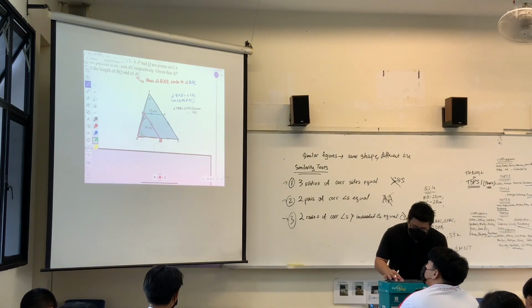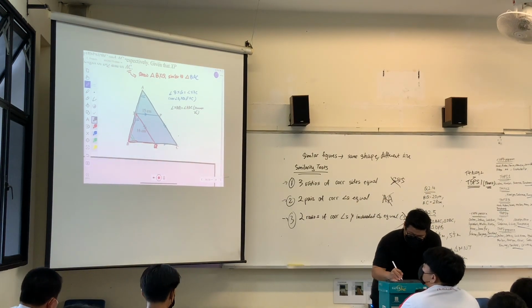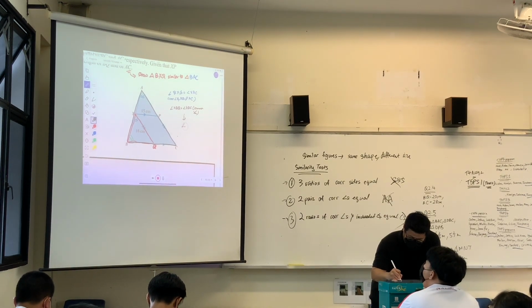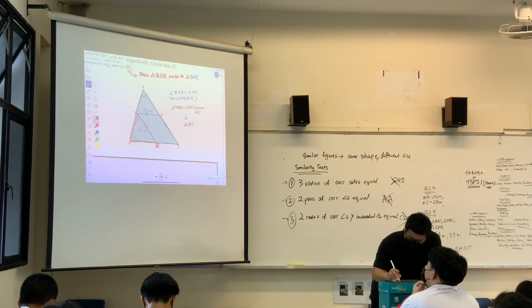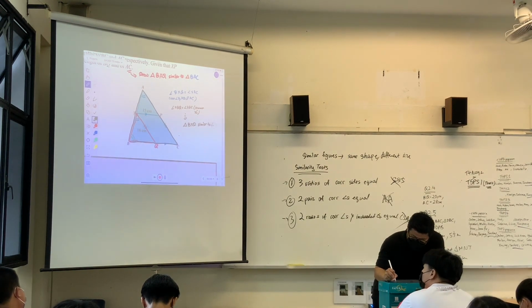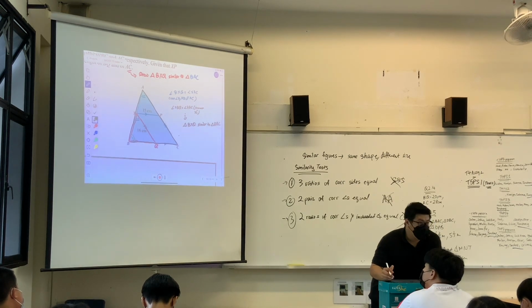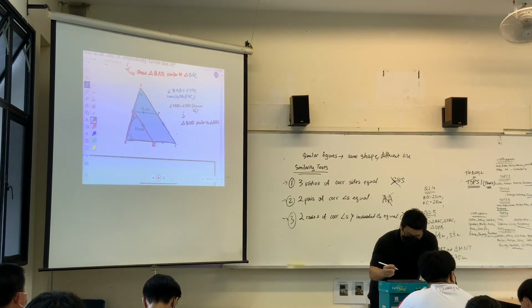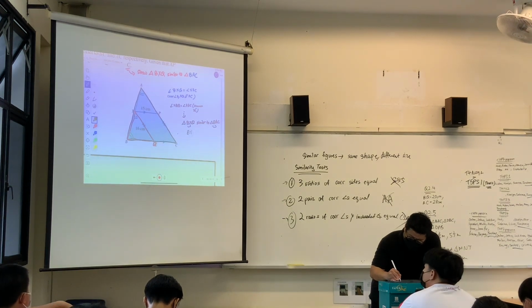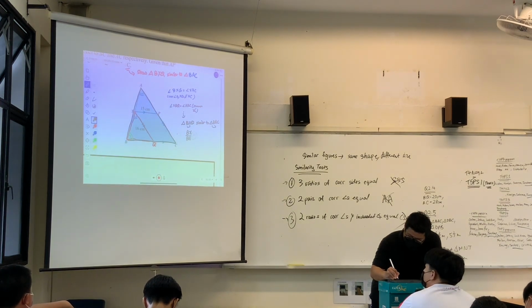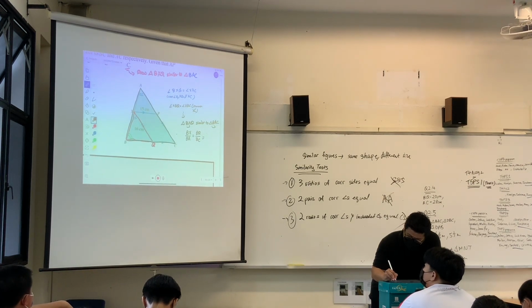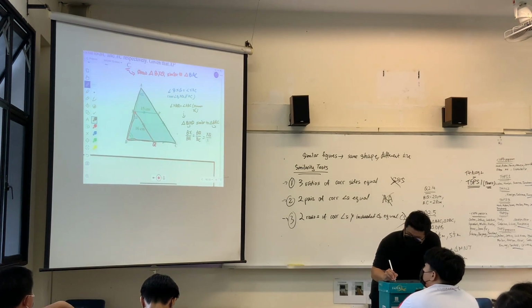Once you do that, children, I just showed you this, so just stay with me. I showed that triangle BXQ is similar to triangle BAC. So what will happen is this. It means that BX over BA is the same as BQ over BC is the same as XQ over AC.